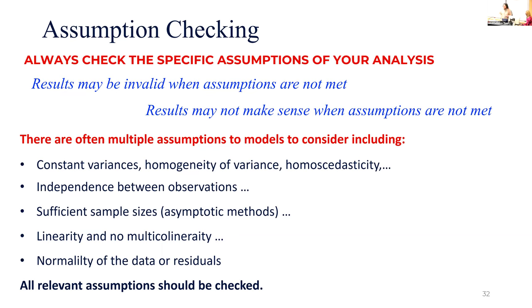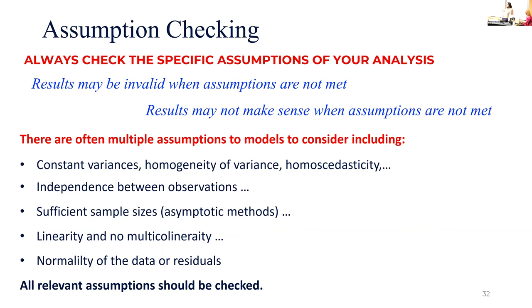It could be sufficient sample size. Some statistical methods, think chi-squared statistic, require enough data for us to get an approximation that works, and we call them asymptotic methods. So there could be a sample size assumption that we need. There could be an assumption on how two things are related, like a linearity assumption, that the relationship between these y's and x's forms approximately a line when I put them on a scatter plot. That's a linearity assumption.